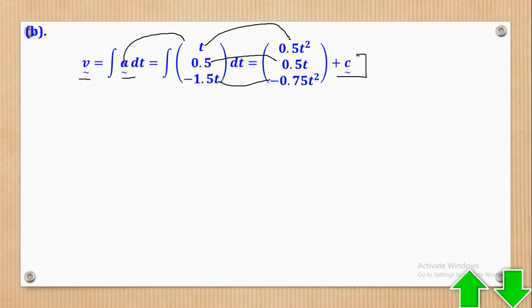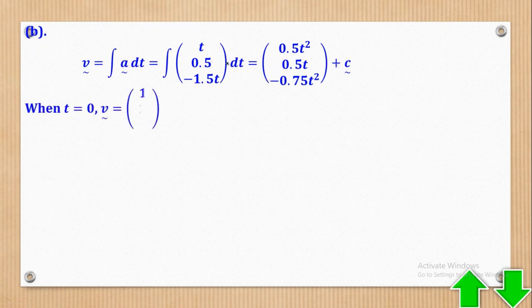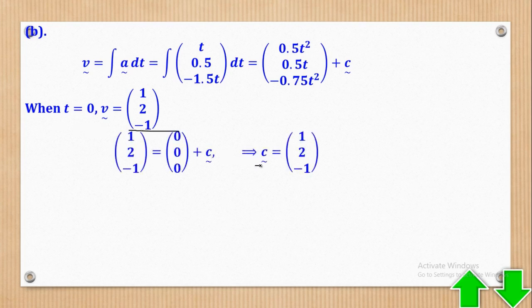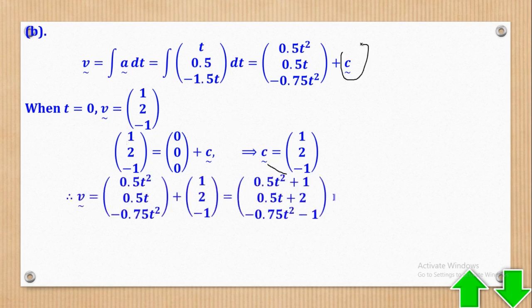But don't forget the constant of integration, and what you should not forget is that this constant of integration is also a vector, so you don't forget to put this tilde. Therefore, we are told that initially when t is equal to 0, velocity is that. Therefore, I'll substitute for t and for v to come up with the constant of integration as 1, 1, negative 1. After that, I'll substitute that constant of integration into this expression to get my final expression of v. So this plus this will give me this as my final expression of v.